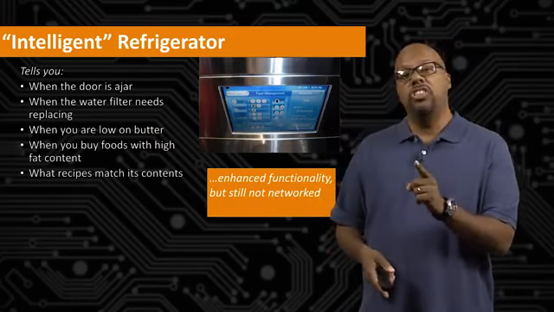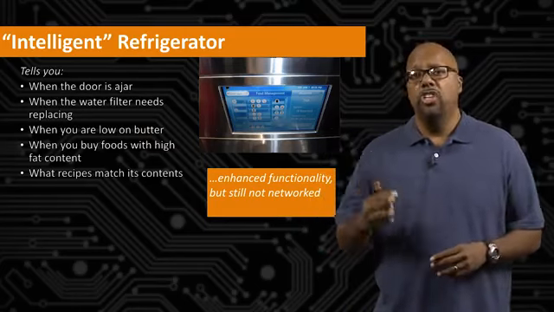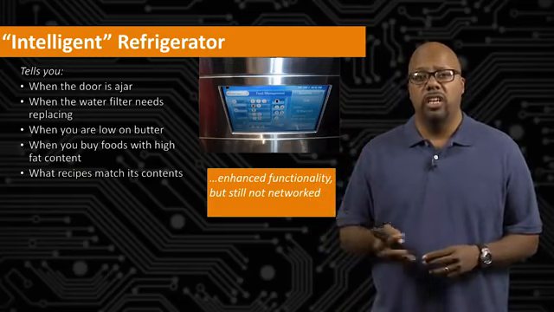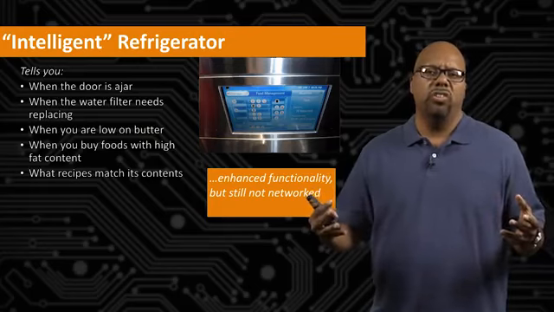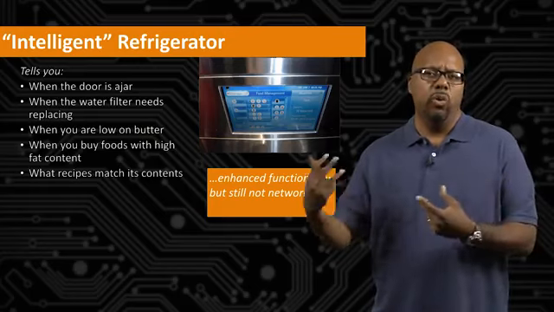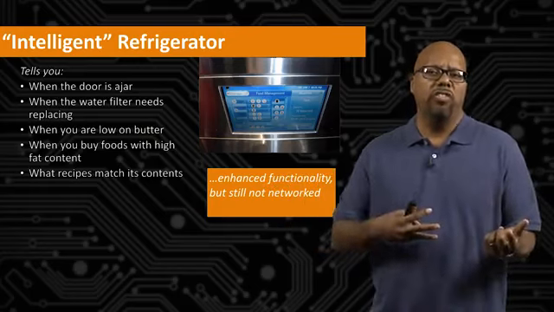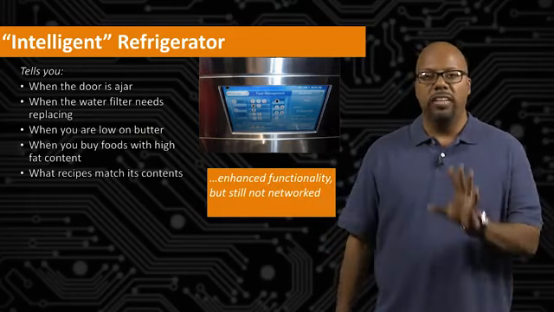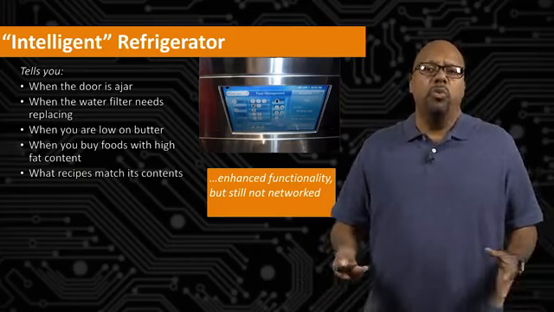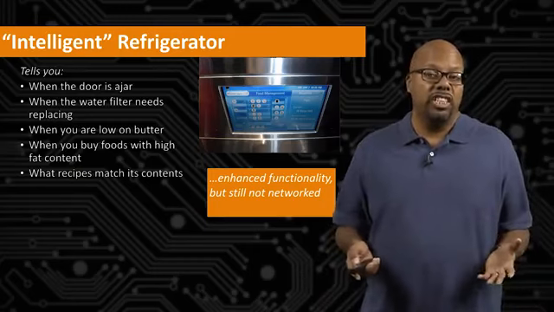But you'll notice that these features that I'm listing here don't require network connectivity in general. They can do that with local sensors, right? Local sensing and local processing that sense what's in your fridge and respond to you and give you information. So that's an intelligent refrigerator, but maybe you wouldn't call that Internet of Things because it's not actually networked yet.